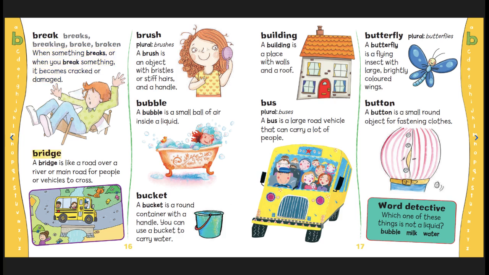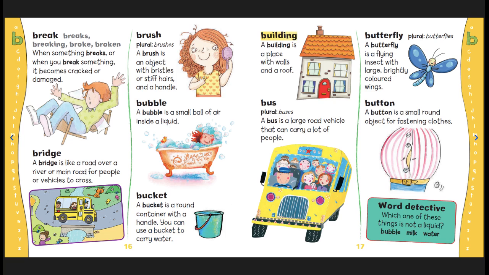Bridge. A bridge is like a road over a river or main road for people or vehicles to cross. Brush. Plural, brushes. A brush is an object with bristles or stiff hairs and a handle. Bubble. A bubble is a small ball of air inside a liquid. Bucket. A bucket is a round container with a handle. You can use a bucket to carry water.